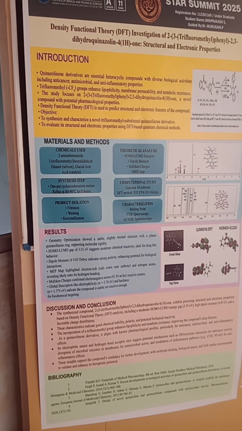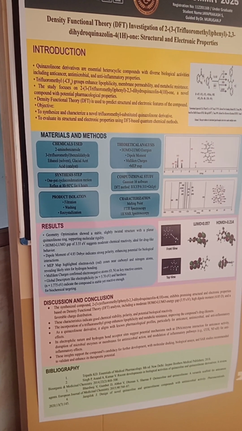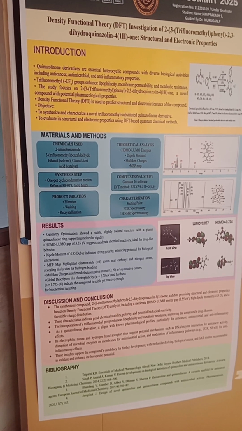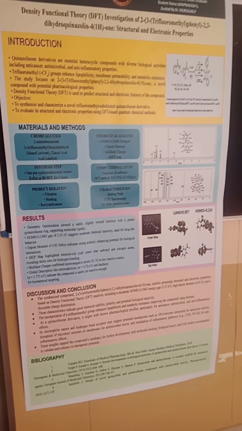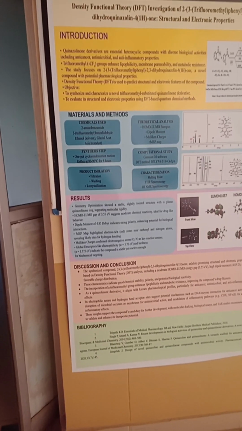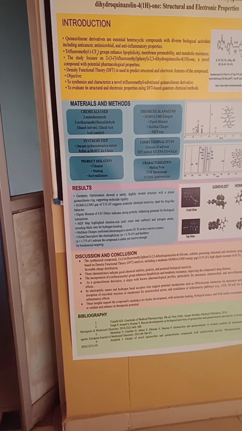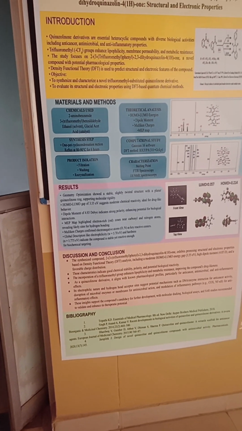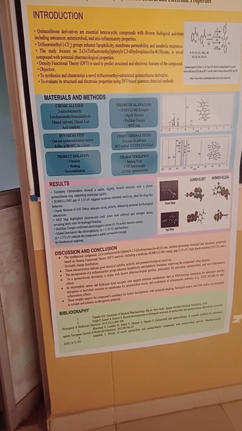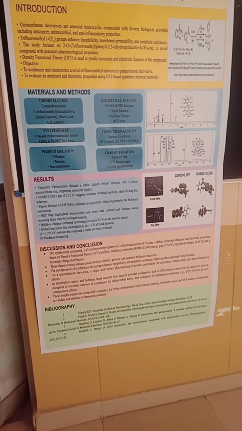Density functional theory investigation of 2,3 trifluoromethylphenyl 2,3 dihydroquinazoline 4,1H on structural and electronic properties. The structural and electronic properties of this particular compound are shown here. We see the 1H NMR and 13C NMR and the DFT studies showing the HOMO and LUMO levels, lowest unoccupied molecular orbital and highest occupied molecular orbital levels.